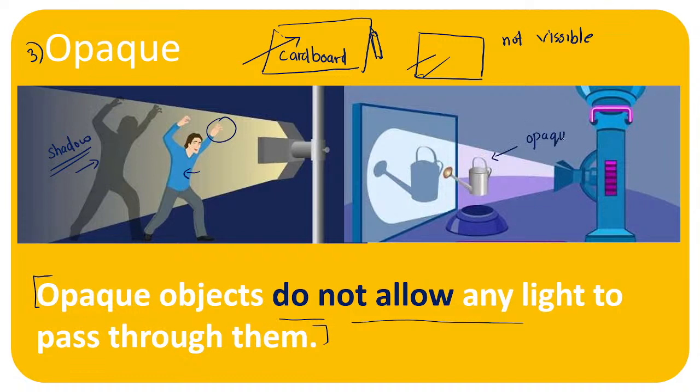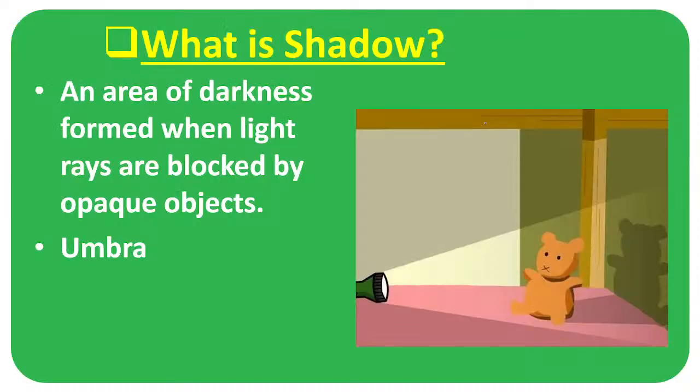When you project a light onto that opaque object, we do not allow the light to pass through it. But it is forming a thing over here. What is that? That's a shadow of that object. So, opaque objects do not allow light to pass through them, but a shadow is formed by the opaque object.